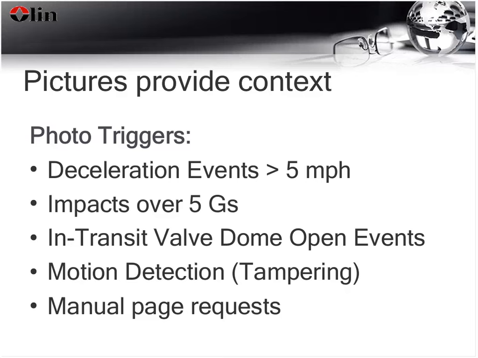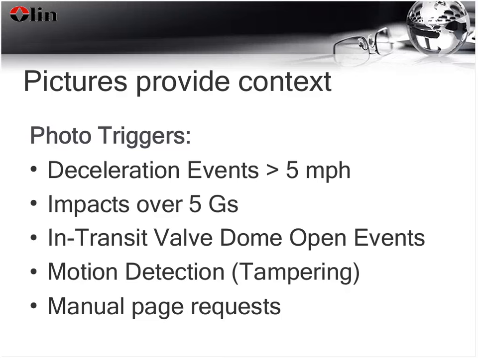So it makes a lot of sense to equip GPS devices with the ability to take images. And with images, you know, you can get context. You can tell if a car's been derailed, for example.